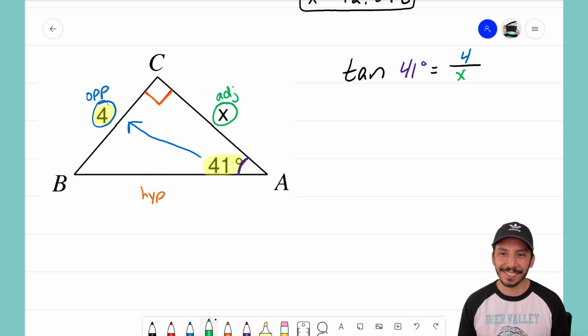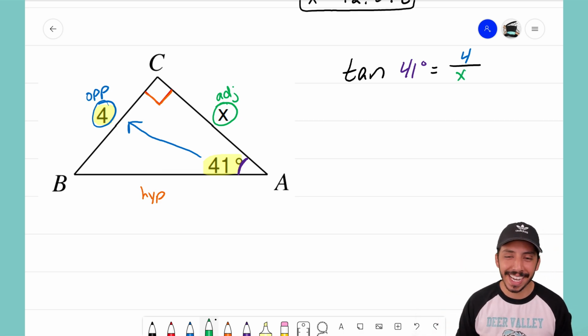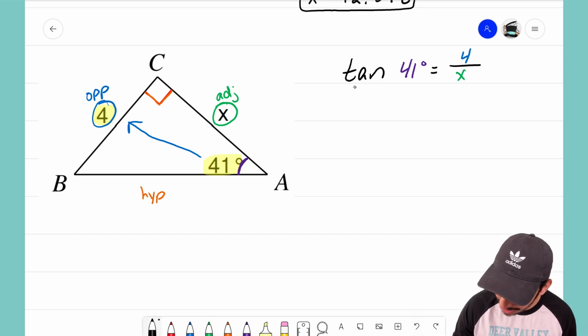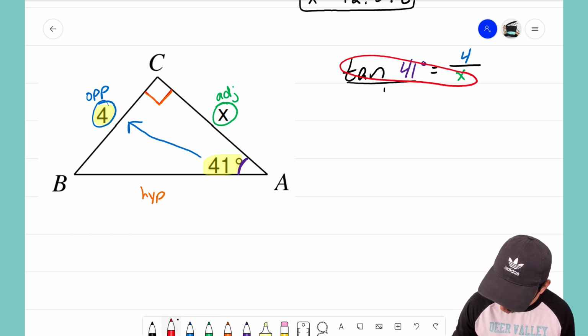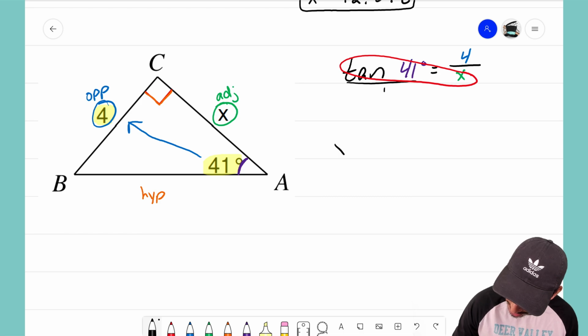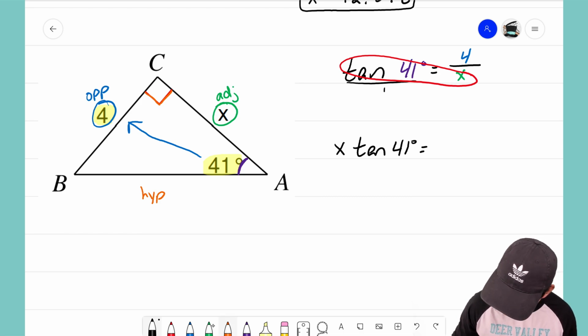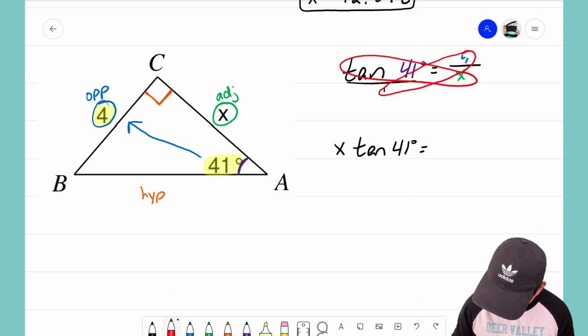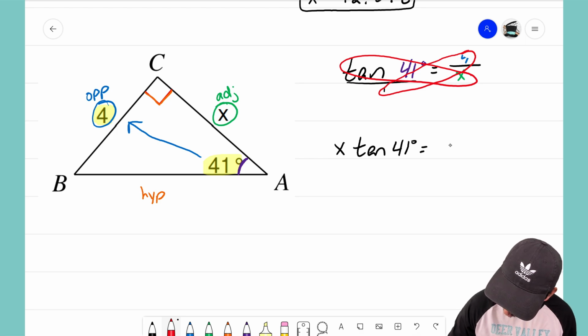You guys are hopefully getting familiar with this. My tangent ratio is all set up. I have one variable. Now we just need to isolate x. So I'm going to cross multiply and solve for x. So x times tangent of 41 degrees equals, cross multiply the other part, 4 times 1. Well, 4 times 1 will make 4.